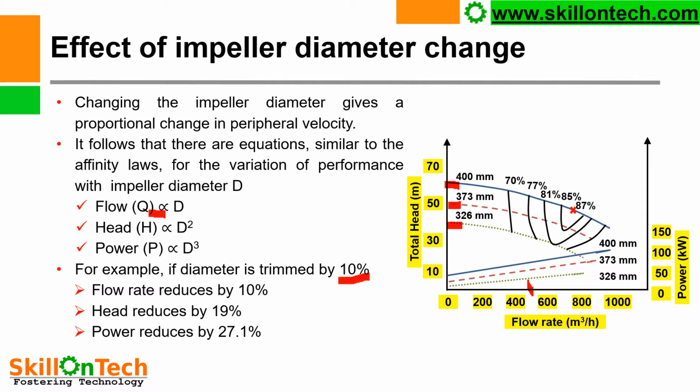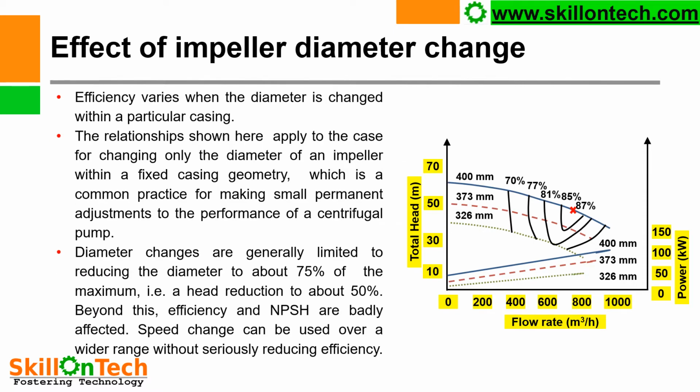Similarly, you can see the power requirements are changed with respect to these impeller diameters. If impeller diameters are reduced, power requirements are reduced as stated in the affinity laws. Efficiency varies when the diameter is changed within a particular casing. This relationship shown here applies to the cases for changing only the diameter of an impeller within a fixed casing geometry, which is a common practice for making small permanent adjustments to the performance of a centrifugal pump.